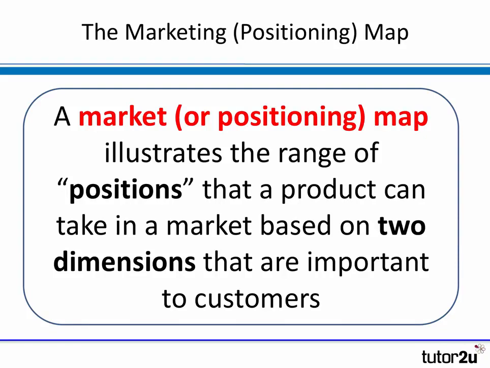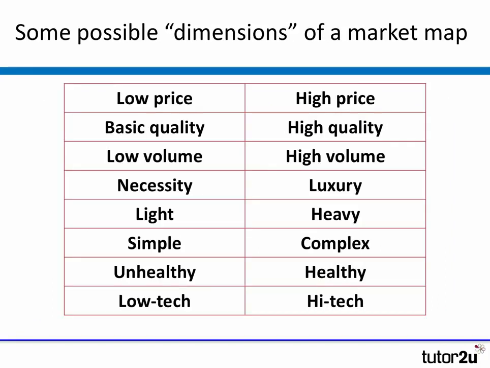And one way of mapping this position, particularly compared with the competition, is to put together what's known as a market map or a positioning map. So let's just briefly look at what we mean by a positioning map. Markets, of course, in terms of what customers want, can be defined in various different dimensions. Obviously, the most obvious one, I guess, is low price to high price. And similarly, customers also have different needs and wants based around their need for basic quality all the way through to high quality. But there are lots of other dimensions.